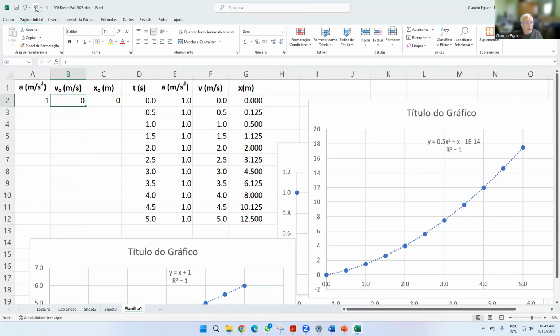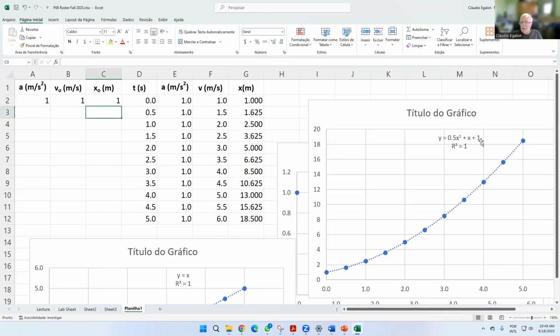Let's see here. Yeah, now it's updated. I'm going to put x not equal to 1. Yeah, it should change it. See here the position on the x-axis, the parabola was raised a little bit, right? And then you can keep on playing with different values, right?